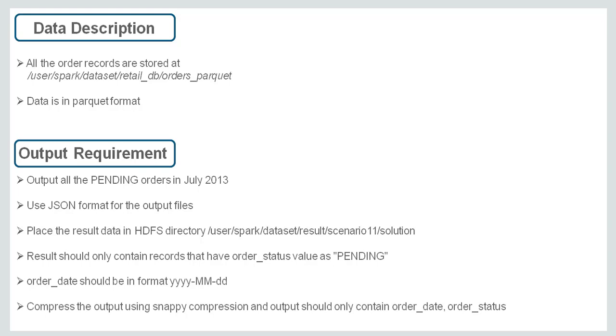So in order to solve this problem statement, we should know how to read a Parquet data as a data frame in Spark. Then we'll have to apply a filter operation on top of the data frame to select only pending records from July 2013. We will have to apply date manipulation operations as well. And finally, we will be applying snappy compression on top of the data and we will be saving the data in HDFS in JSON format. So let's go to the lab and see.